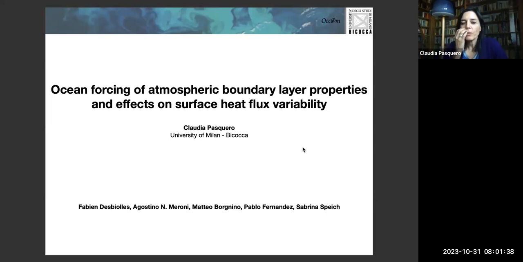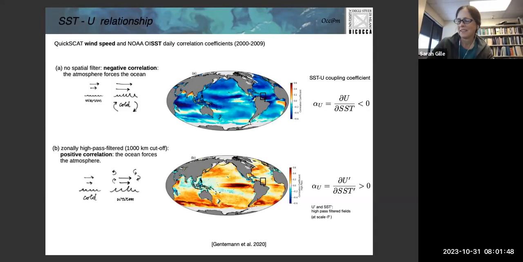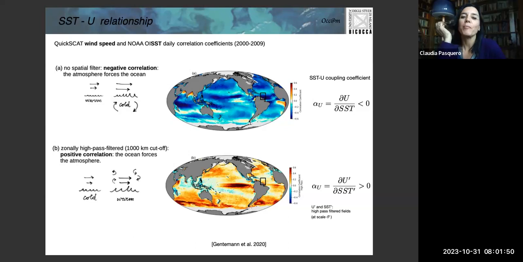So when we talk about ocean forcing of the atmosphere, we're all thinking about this kind of figure taken from Gentemann et al. 2020 that looks at the correlation coefficient between wind speed and sea surface temperature at a daily time scale.